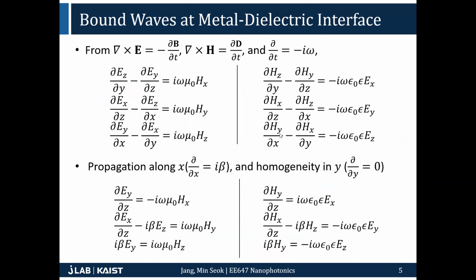Okay, so how to solve this problem? Now I bring back these equations, the Maxwell's equations, and I simplify them again. The reason why I bring this is to divide these equations into two sets of equations. The first set is for the TE wave, and the second set is for the TM wave. The TE wave has an electric field that only has a Y component. And for the TM wave, the magnetic field only has a Y component.